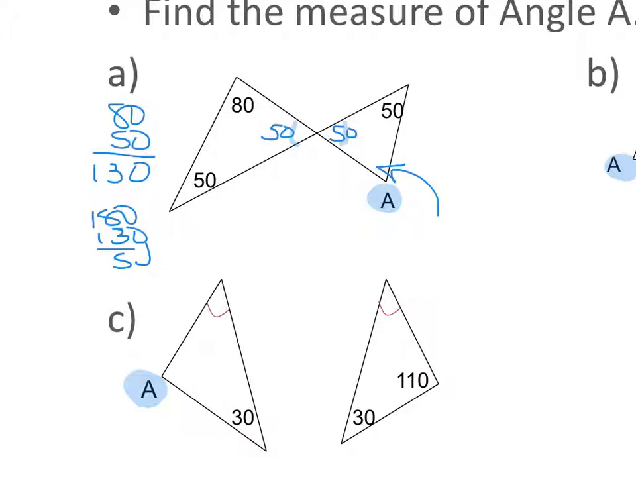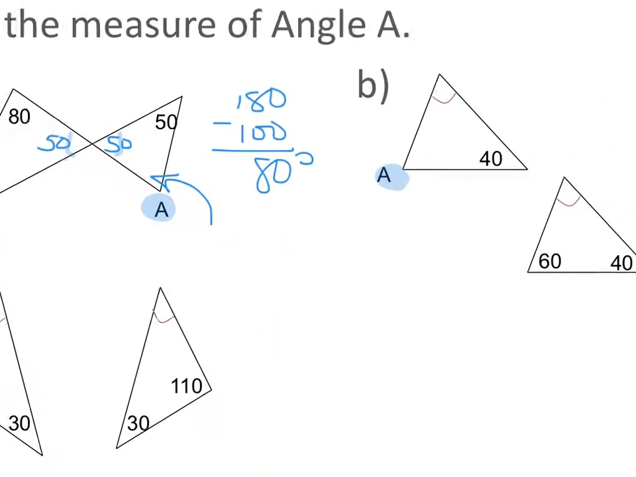50 plus 50 is 100. 180 minus 100 gives me 80 degrees for the missing angle. Good on that?